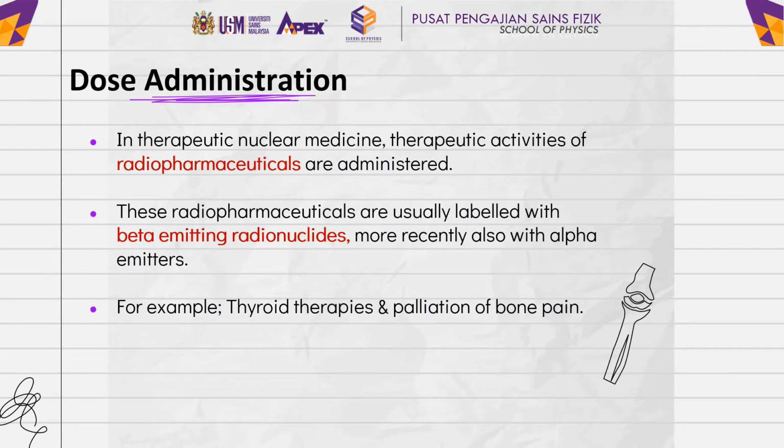In therapeutic nuclear medicine, therapeutic activities of radiopharmaceuticals are administered. These radiopharmaceuticals are usually labeled with beta-emitting radionuclides, more recently also with alpha emitters. Examples of treatments that use radionuclides are thyroid therapy and palliation of bone pain.